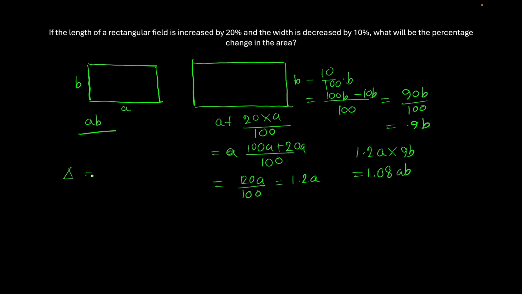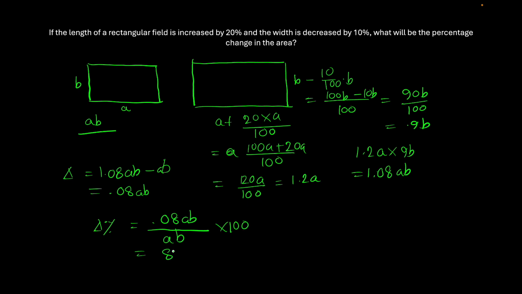So the increase is 1.08 AB minus AB, so it is 0.08 AB. So the percent change is 0.08 AB divided by our initial area into 100. So it will be 8%, and this will be an increase.